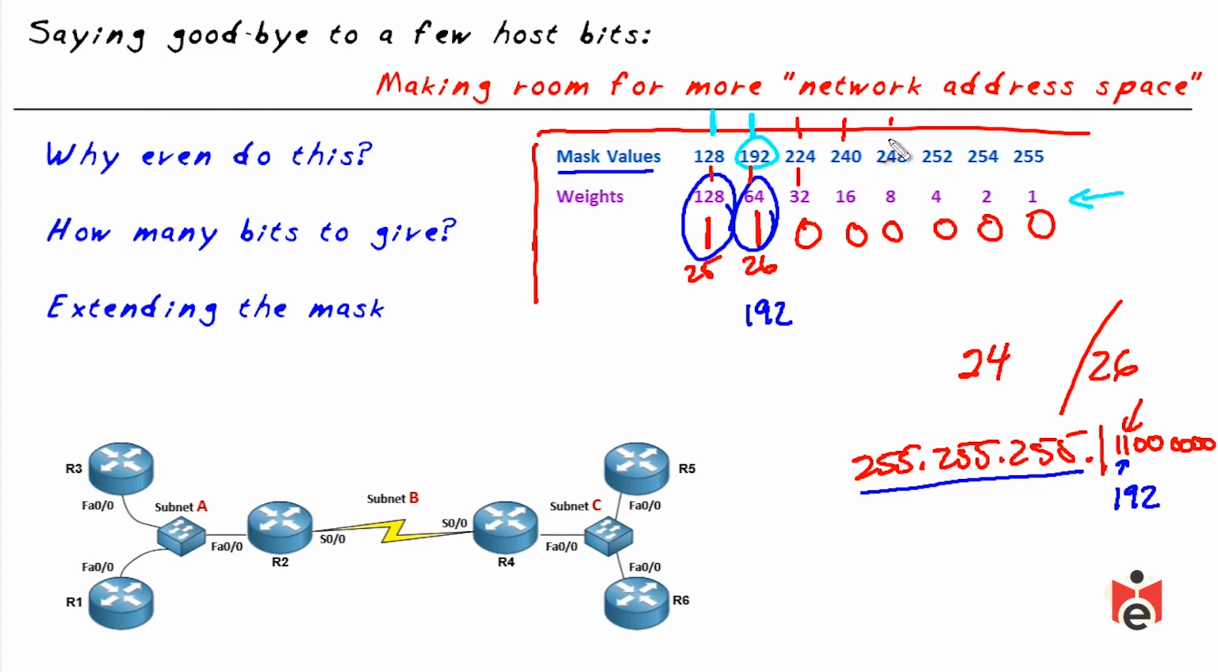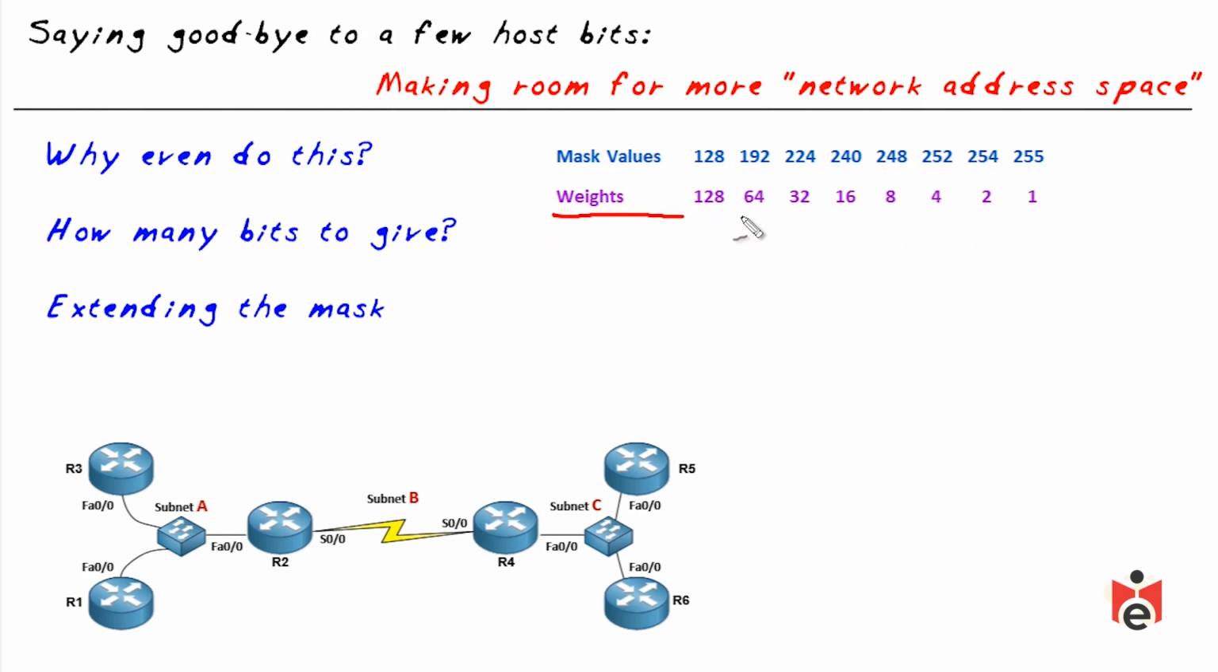And plus 16 more would be 240. And plus 8 more would be 248. Plus 4 more would be 252. At some point, if you work with IPv4 a lot, you're going to have these values up here absolutely memorized. But until then, what you could do is this. Simply write out this table. Write the weights first, and then simply write the mask values, which are going to be 128 plus 64 plus 32 plus 16, and that's that top row right here.